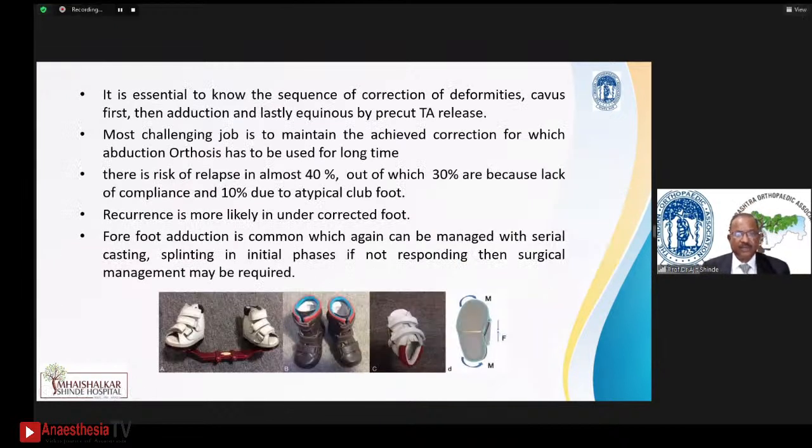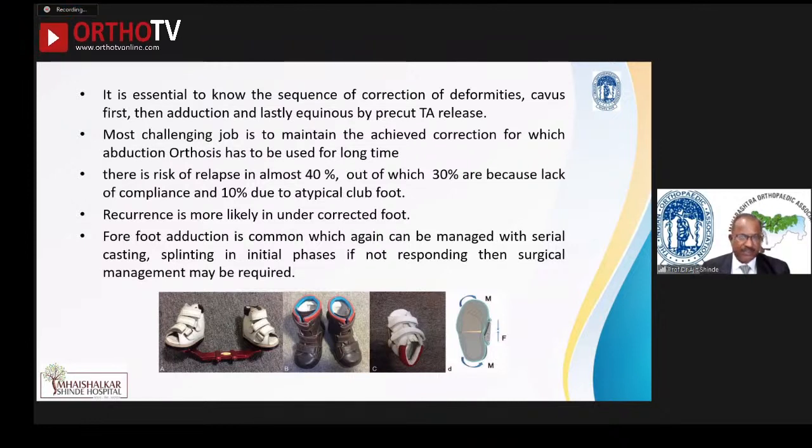It is essential to know the sequence of correction of deformities: cavus first, then adduction, and lastly equinus by percutaneous TA release. Otherwise, breaking of the foot, vertical talus, can occur. The most challenging job is to maintain the achieved correction, for which abduction orthosis has to be used for a long time. There is a risk of relapse in almost 40%, out of which 30% are because of lack of compliance and 10% due to atypical clubfoot. Recurrence is more likely in an under-corrected foot. Forefoot adduction is a common recurrence, which again can be managed with serial casting and splinting in initial phases.